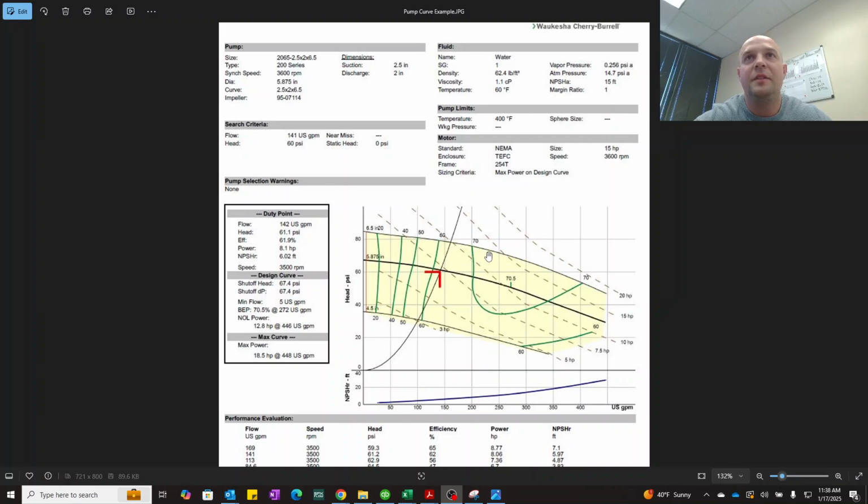If they are using a VFD, then a lot of times we'll go all the way to the full impeller size, knowing that they can slow that down, because obviously as you slow down your speed, you're going to get less flow. You're also going to get less discharge head, right? So that's something that we want to review.